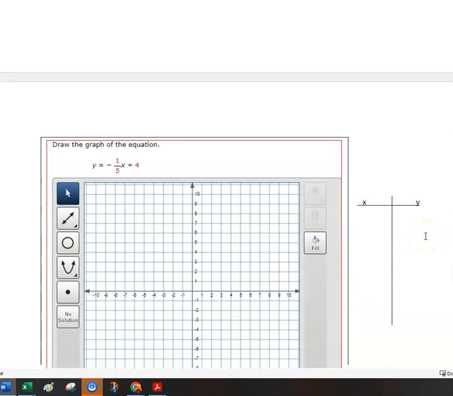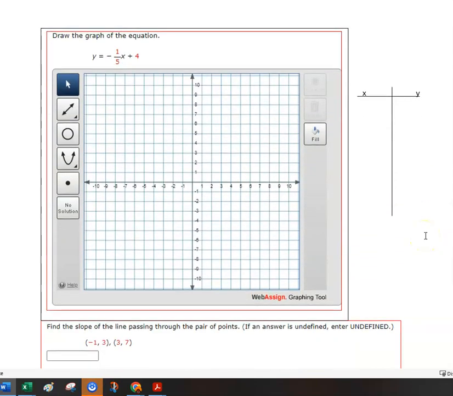Okay. Now, when it says draw a graph and you have something not so nice and pretty, but if it's in this form, always start with 0. When you multiply by 0, it's going to get rid of this whole thing, and I'm left with nothing but 4.